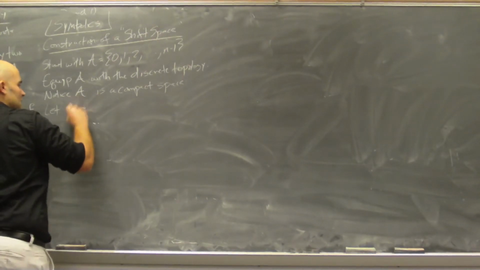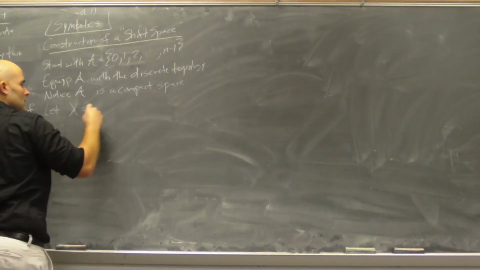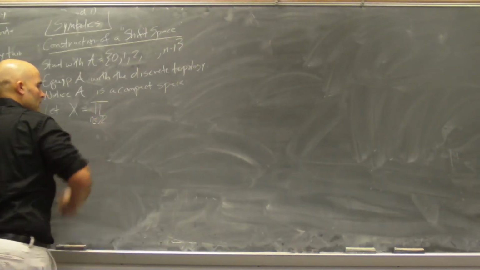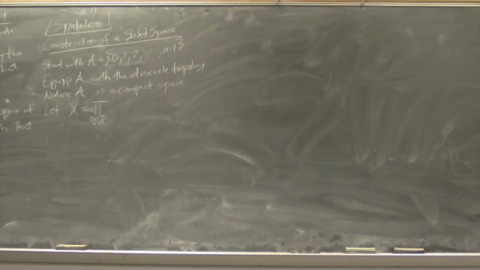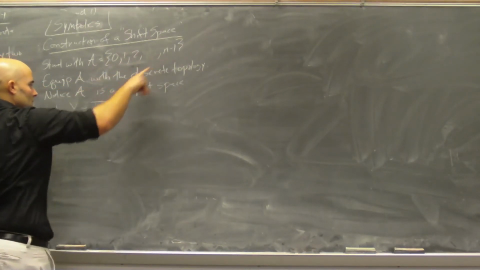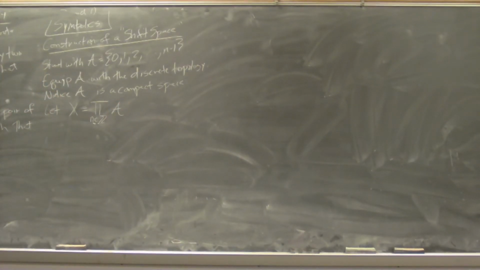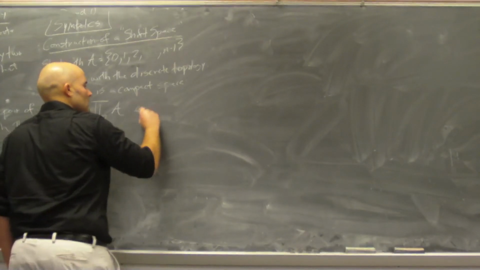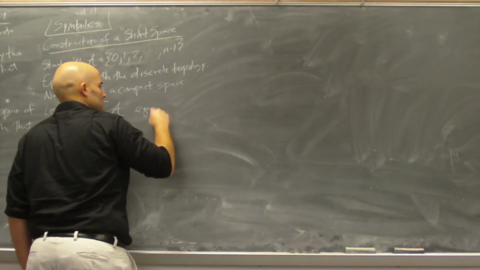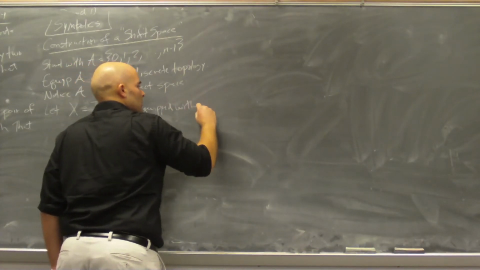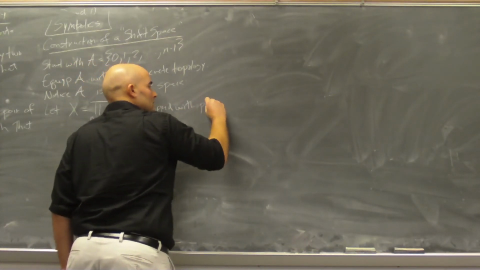So what we're going to do is we're going to let our set X be this infinite product, and we're going to range over Z. We're going to take a countable number of copies, products of just this set A. Okay, so we're taking this product space, and we can equip this thing with the product topology.